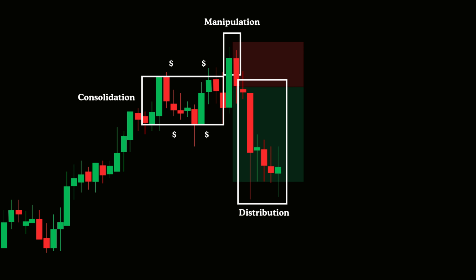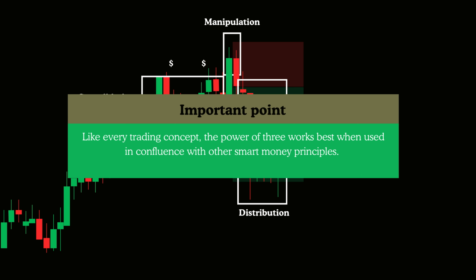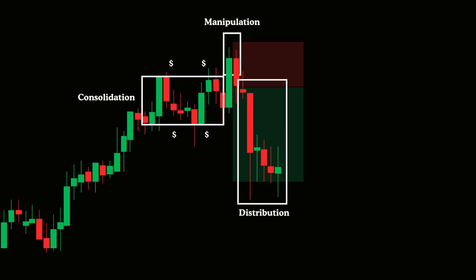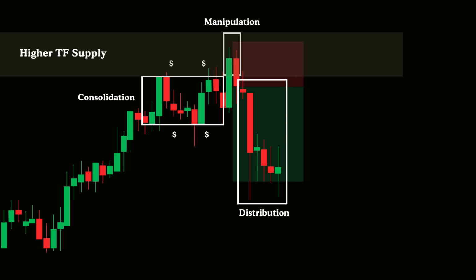Now here's a critical point. Like every trading concept, the power of 3 works best when used in confluence with other smart money principles. For example, if a higher time frame supply zone was sitting at this same level, it would add another layer of validation for this entry. Why? Because the power of 3 setup would then align with a key level that has the strength to reject price downward. Or consider if the higher time frame trend was already bearish. Taking this short would offer much higher conviction since we'd be trading with the broader trend.